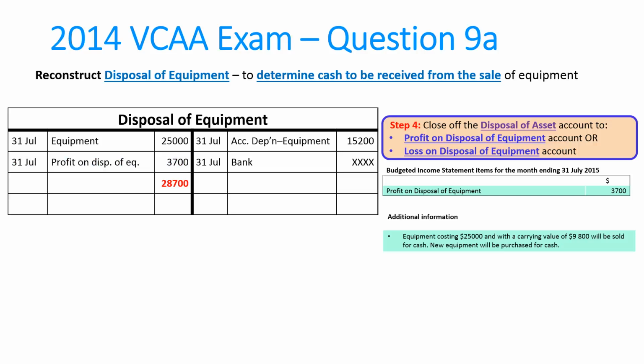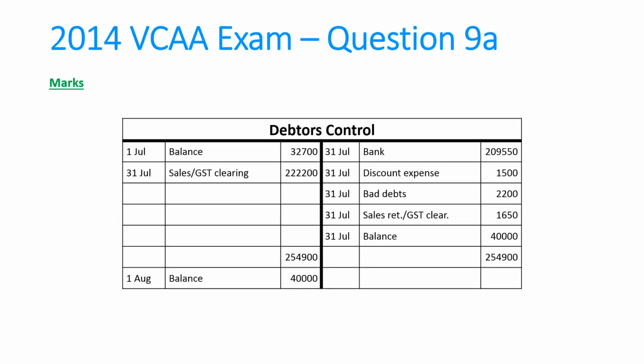How do I finish this? Well, what I know is that at the end of the day, this disposal of equipment account doesn't exist anymore. It balances out to 0. So I'm going to add up the bigger side, which is the debits. I'm going to put that on the credit side. I'm going to subtract away the 15,200, and that will give me a bank figure of 13,500.